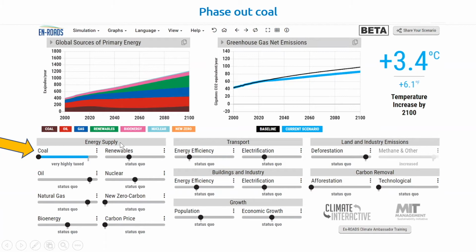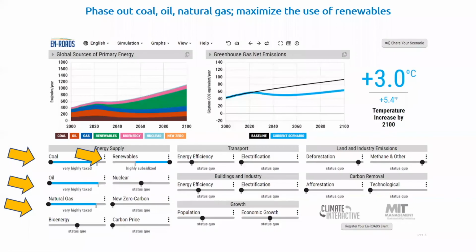Let's do more with our energy mix. Let's see what else we can do. Let's try phasing out all of our fossil fuels, coal, oil, and natural gas, and maximizing the use of our renewables. What happens then? Well, our emissions definitely come down, and our average global temperature has come down 0.6 degrees. This is really a great combination of things. This is obviously the first steps in transitioning to a low carbon economy. But some other things we might want to do is improve energy efficiency in our transportation and building sectors and electrifying. So when we are fueling those electric motors with renewables, it will certainly decrease emissions.